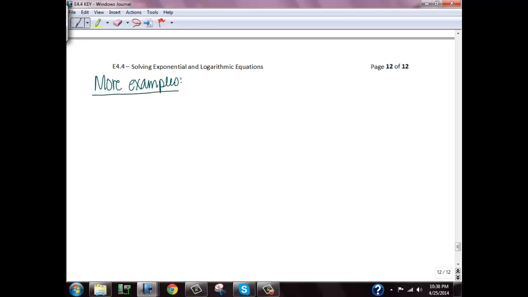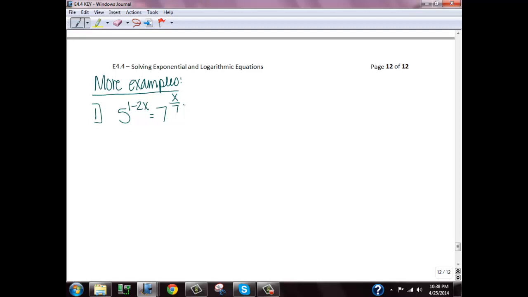All right, so the first one I want to look at is 5 to the 1 minus 2x is equal to 7 to the x over 7. Okay, now notice this is one that if I were to take the log of both sides, it's not going to get rid of both, right? I can't write 5 as base 7. I can't write 7 as base 5.